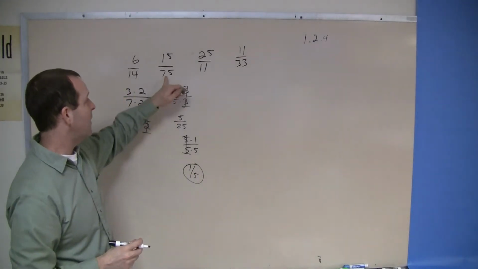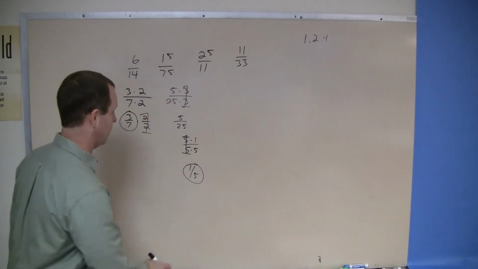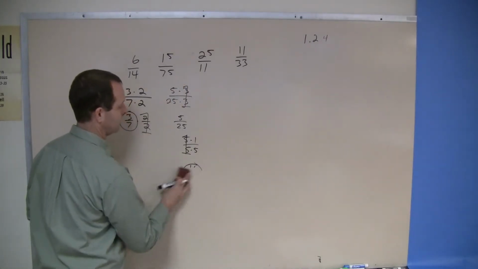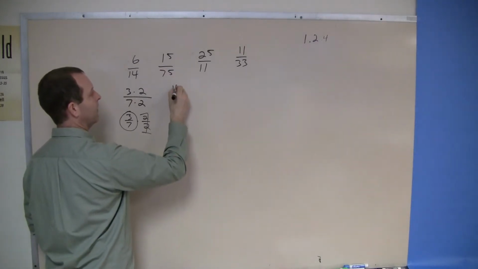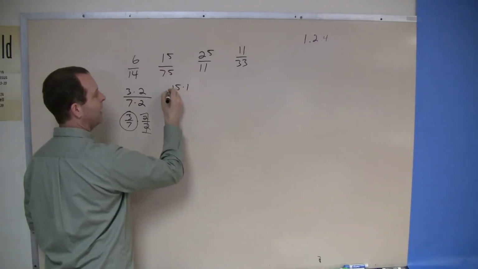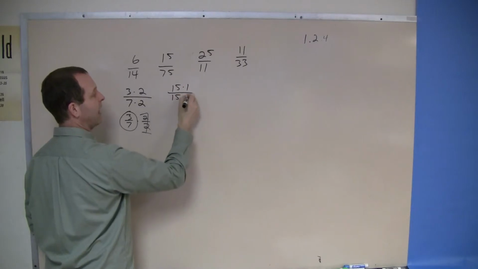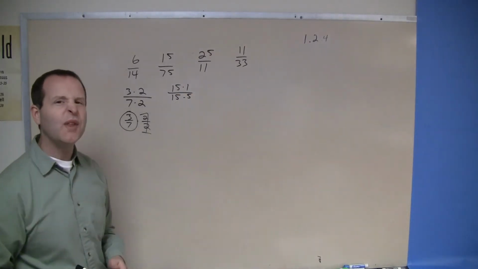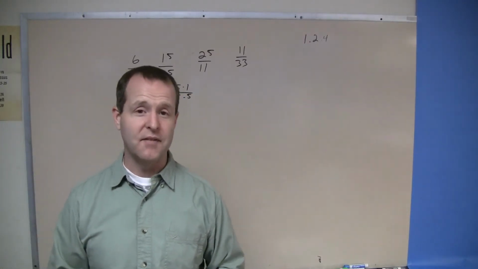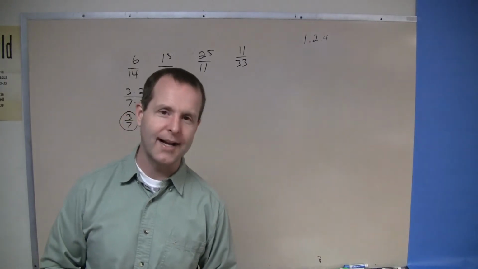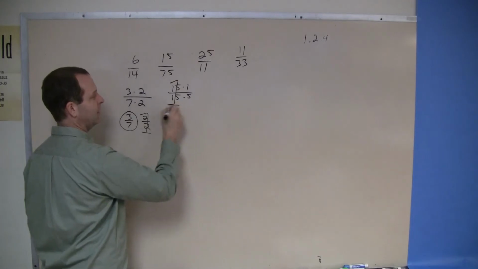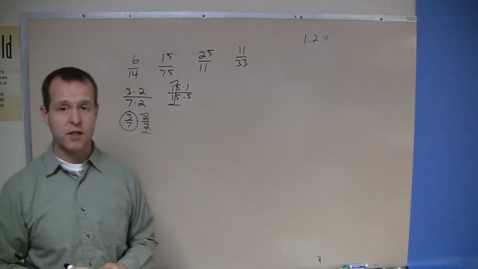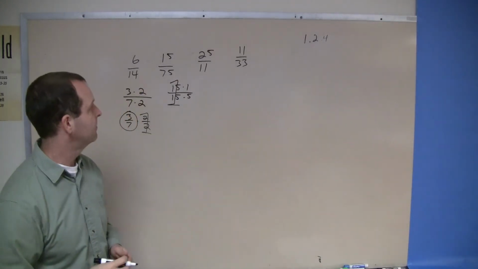Some of you may have thought that I could easily change this into 15 times 1, and 75 could have been 15 times 5, if you knew that 75 was 15 times 5. I did not know that, but some of you may have. So 15 over 15, there's my clever version of 1. I'm left with 1/5.